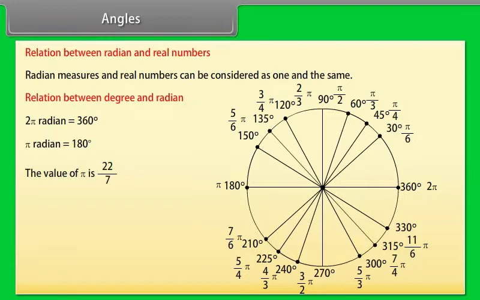The value of pi is 22/7. We can find that 1 radian is equal to 57 degrees 16 minutes and 1 degree is equal to 0.01746 radian.